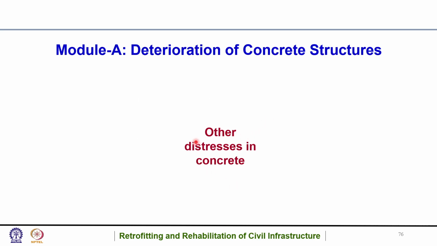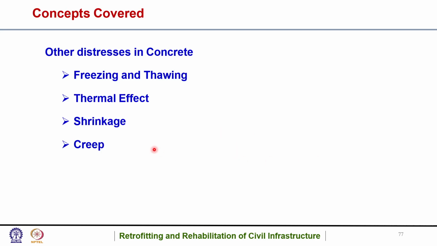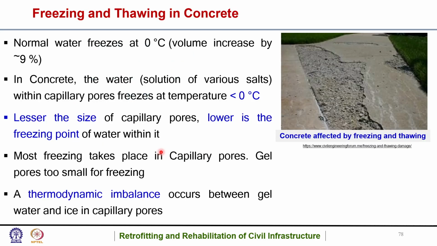So the next lecture is on other distresses in concrete. Here we will cover the following concepts. First is the freezing and thawing. Second is the thermal effect. Third is the shrinkage, and fourth is creep. So what is freezing and thawing in concrete?